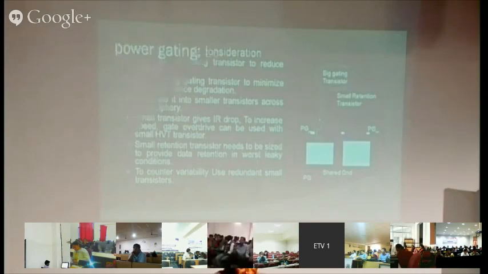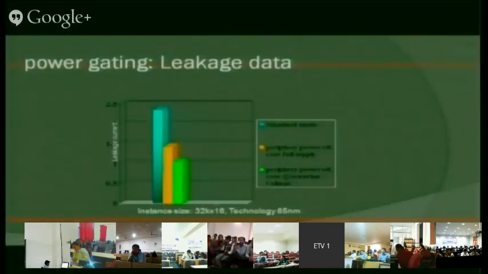Now we will first take an example for power gating. You see, this is a standard mode. In this one, the leakage current is 2.5 milliampere. This bigger block is a standard one. This is 32K into 16, 65 nanometer. Process: Intel process, 65 nanometer.